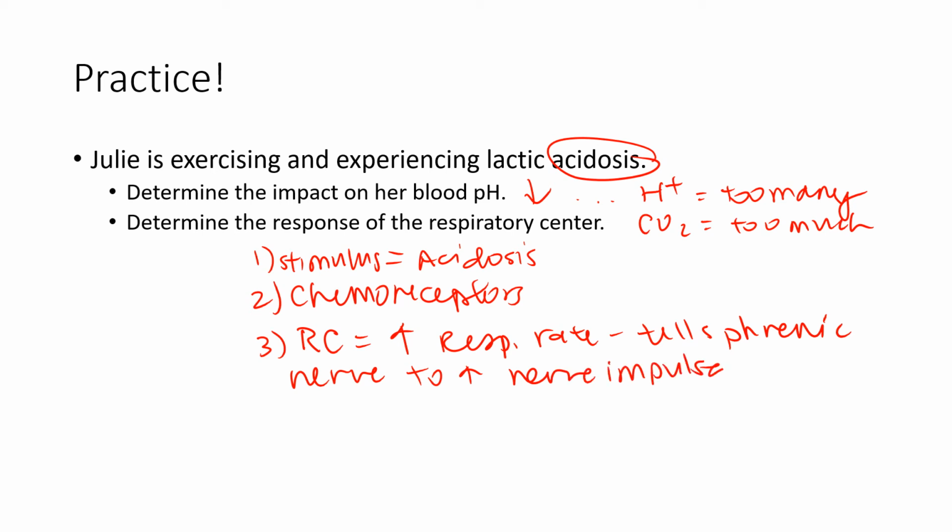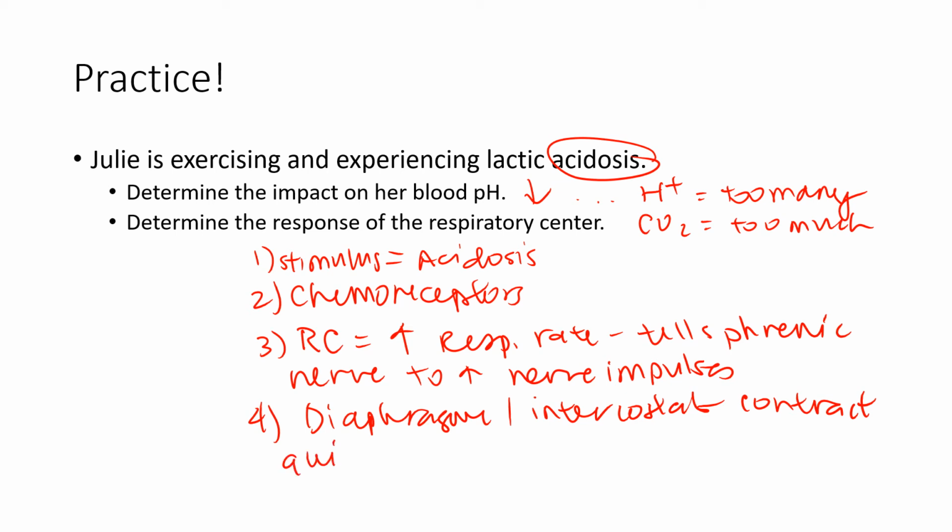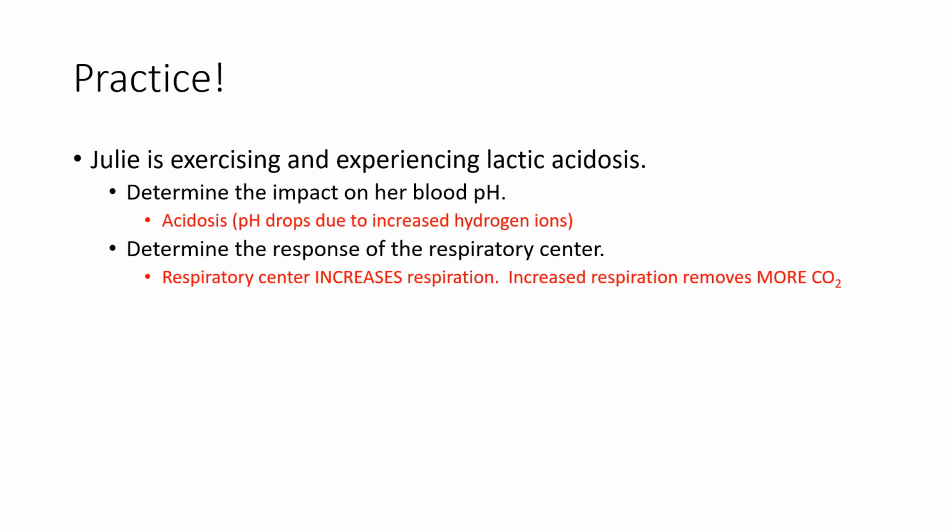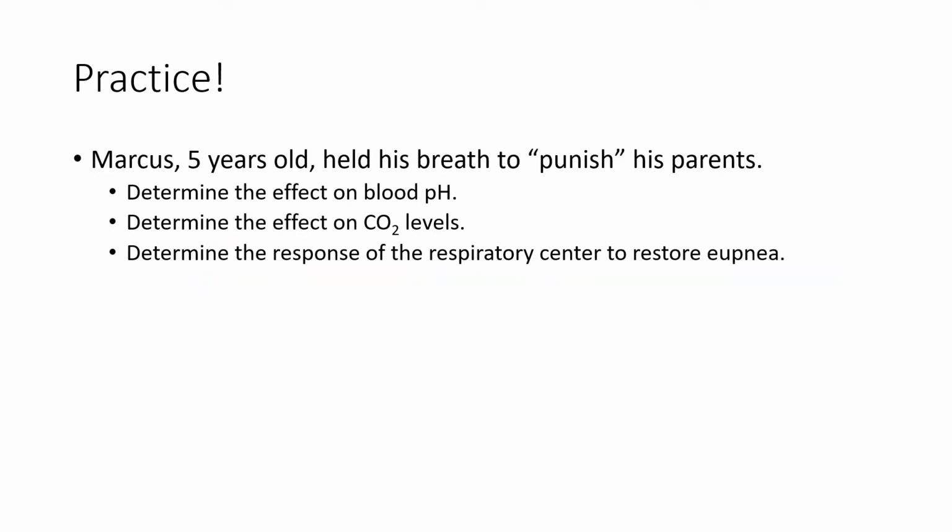All right, and then finally, in step 4, what happens to your diaphragm? What happens to your intercostal muscles? They are going to contract more quickly. And what happens to your respiration rate? This is called hyperventilation. Okay, so to increase that respiration rate, we hyperventilate. By the way, there is the answer on the next slide for you. All right, so here's another problem. You may want to pause, read through this one, and then we'll talk through the answers.